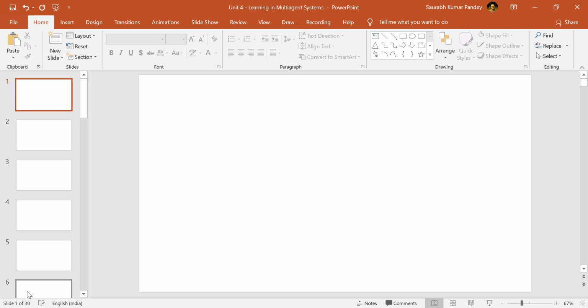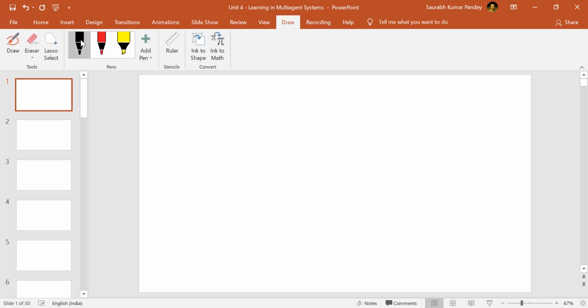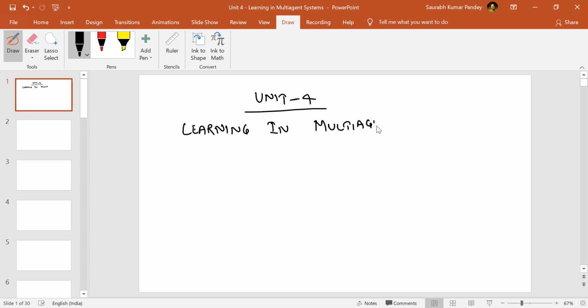So the new unit, let me write it for you. We are going to start our unit 4 and its name is learning in multi-agent systems. There are two key aspects of this unit.